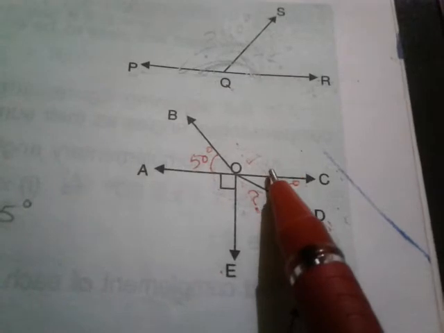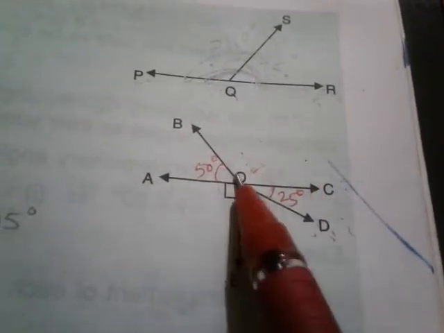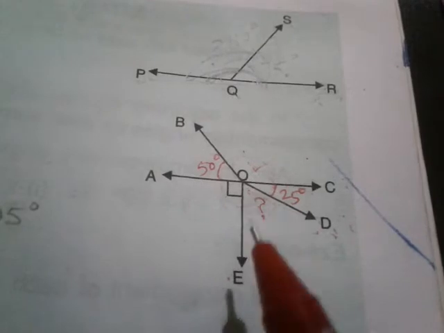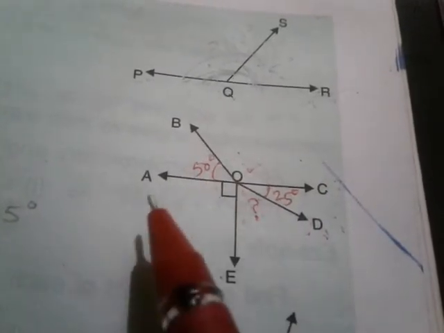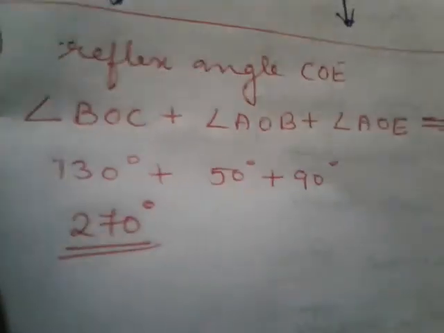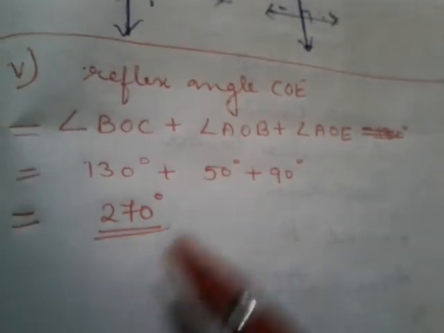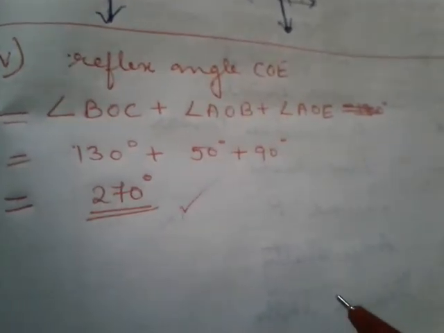In the same way you have to find reflex angle COE. So you can see COE. This is angle COE, but in the question it is the reflex angle, so the outside one. Which is the reflex, outside angle COE? So this. What is it? This angle plus this angle plus this angle means angle BOC plus angle AOB plus angle EOA, or AOE. So just see, I have solved it. Go through it and write it down in your notebook.